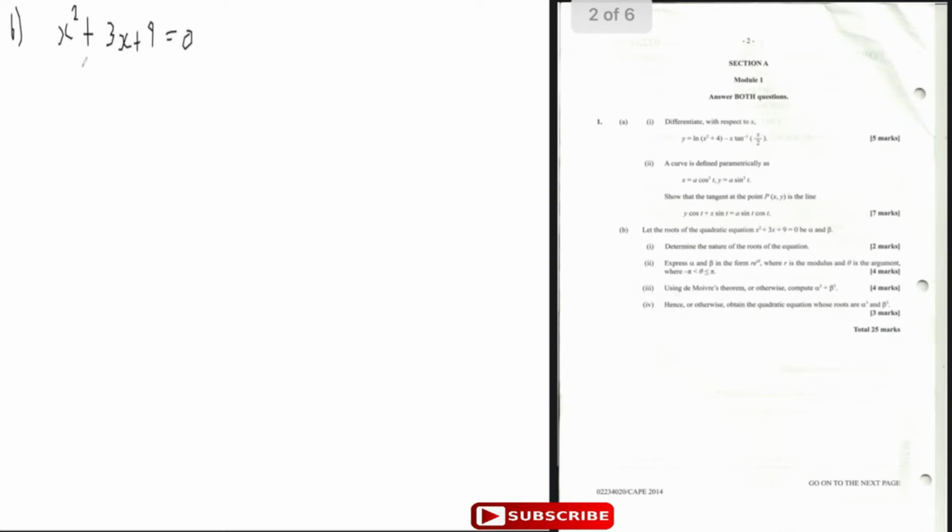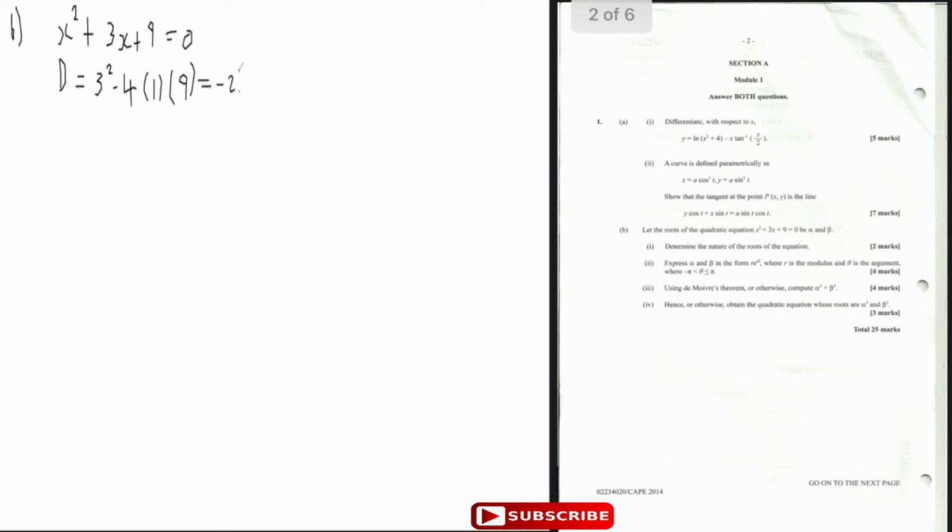To determine the nature of the roots, we use the discriminant b squared minus 4ac. I like to call the discriminant D. The discriminant D is equal to 3 squared minus 4 times 1 times 9. Let me just calculate this real quick. So I'm getting 3 squared minus 4 times 9. That's negative 27. That's the discriminant, negative 27.